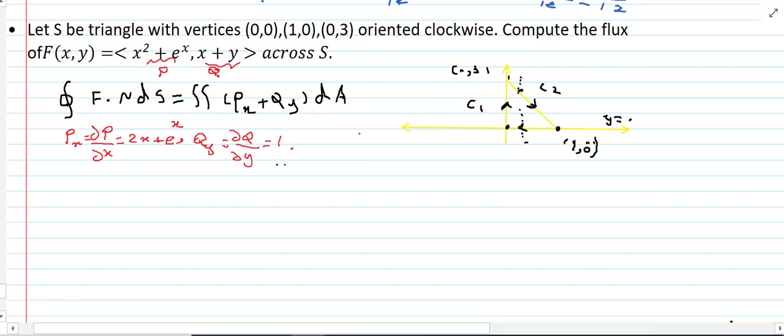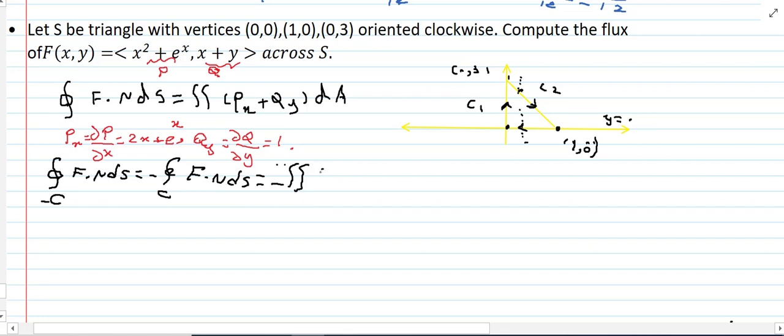If we come here, the boundary of this region is oriented clockwise, while the flux form of the Green Theorem and also the circulation form are both oriented counterclockwise. So if we want to get this integral, it is negative over the boundary of D of F dot n ds, which will be equal to negative of the double integral. So according to the theorem, I can change to this double integral.